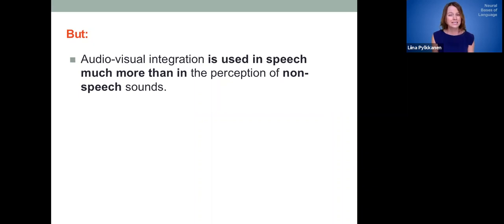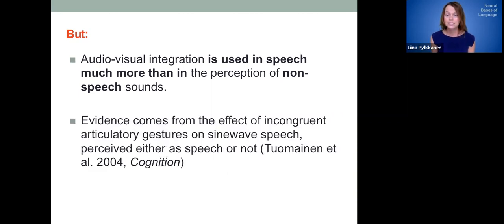It could still be the case that it is particularly important for speech perception. And the evidence for this comes exactly from the study of sine wave speech. So now again, if we want to ask this question, to what extent is audiovisual integration kind of asymmetrically present or asymmetrically robust for speech, we have to find some stimulus that we can kind of move around from speech to the non-speech category without completely changing all the physical properties of the stimulus.